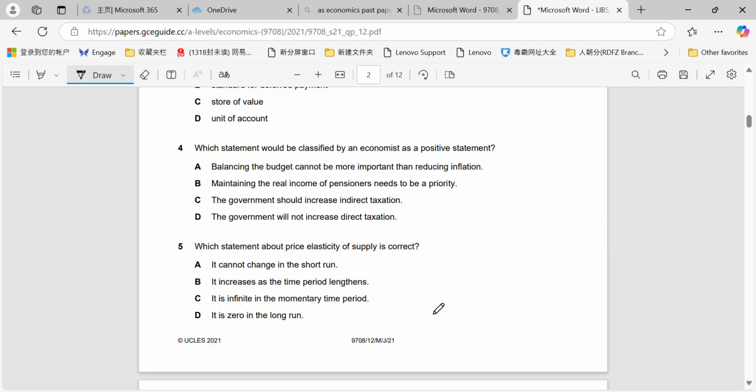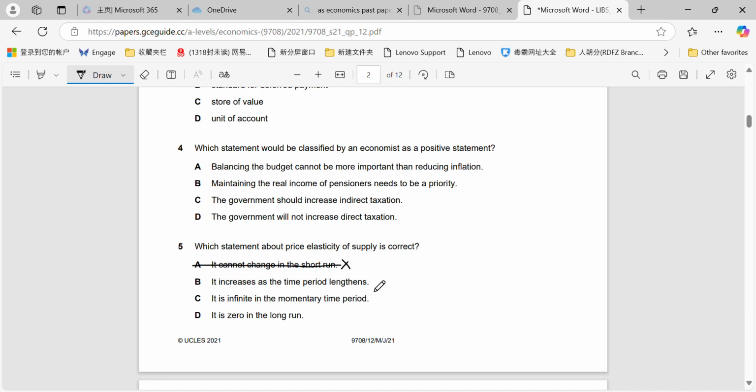Okay, question 5. What statement about PES is correct? It cannot change in the short run. That is wrong. It can change depending on the determinants of PES, their ability to store, whether it is perishable or non-perishable, the level of spare capacity that they have, for example.